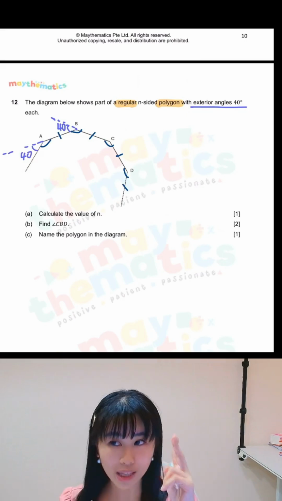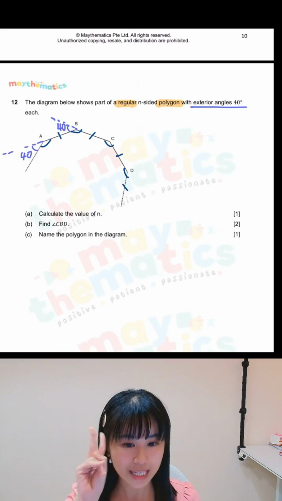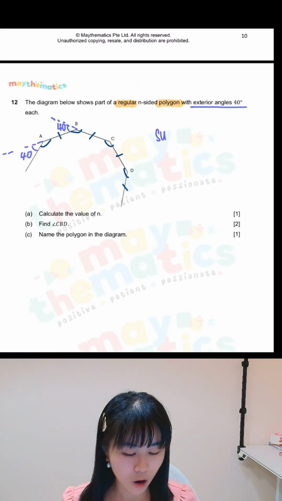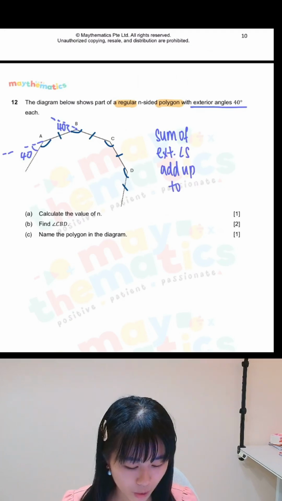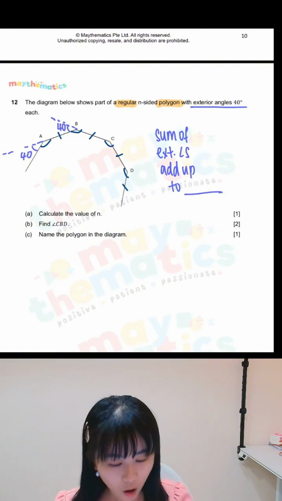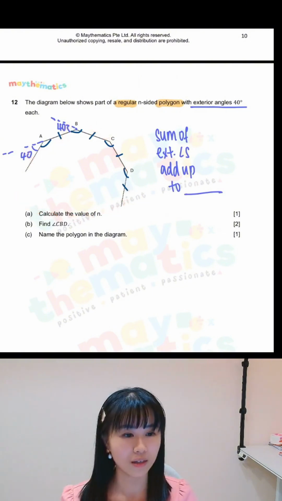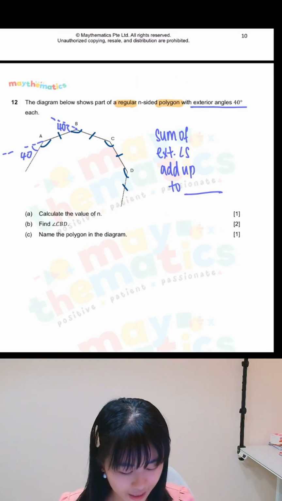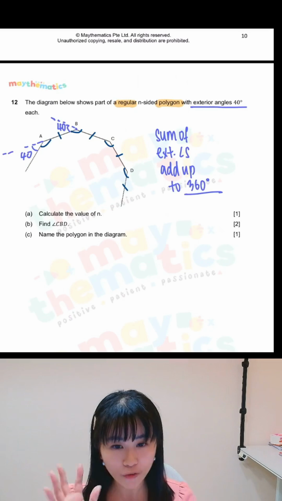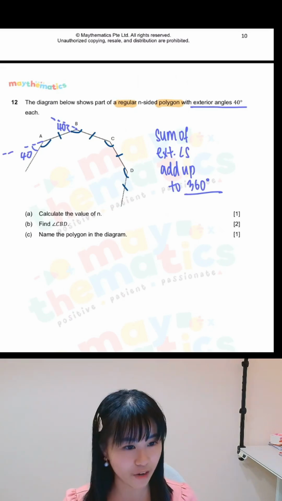There's the second formula. I told you polygon has 5 formulas, must remember. The second formula you all must know is that all the exterior angles add up to how many degrees? Who can tell me what that magic number is? All these 40, 40, 40, 40 add up to how many degrees? Very good, 360 degrees. So if all your 40s add up to 360, how many exterior angles are there?